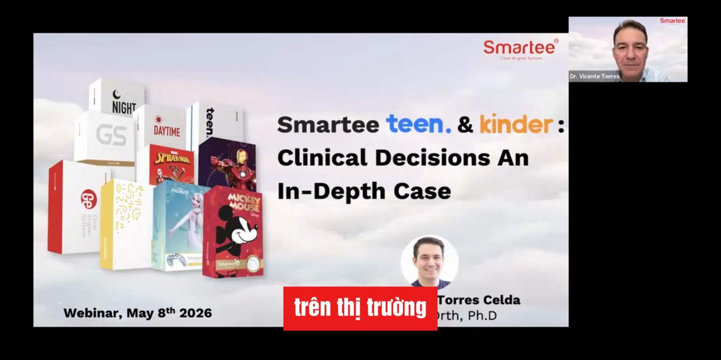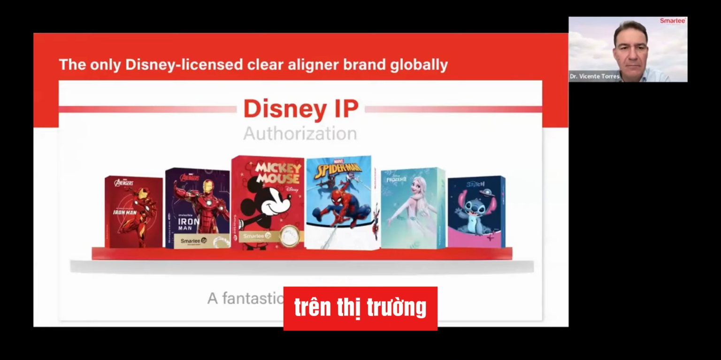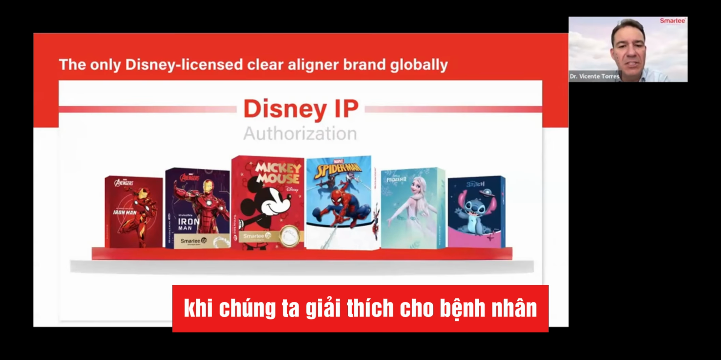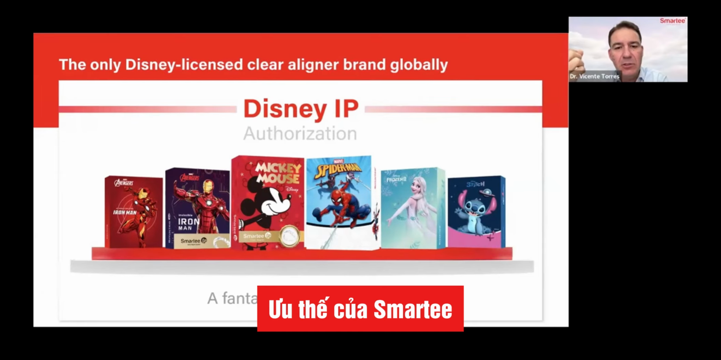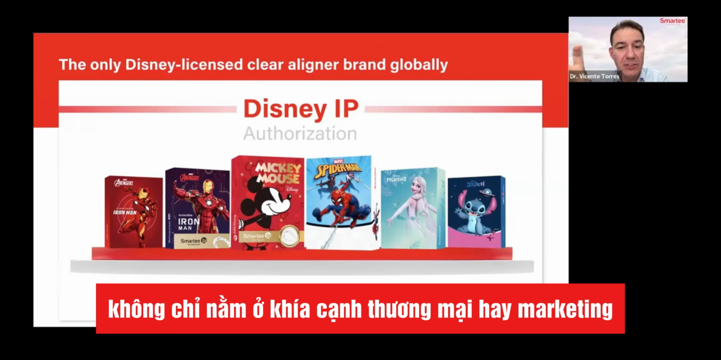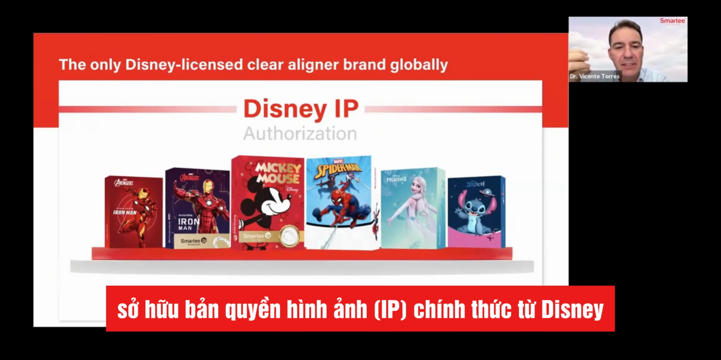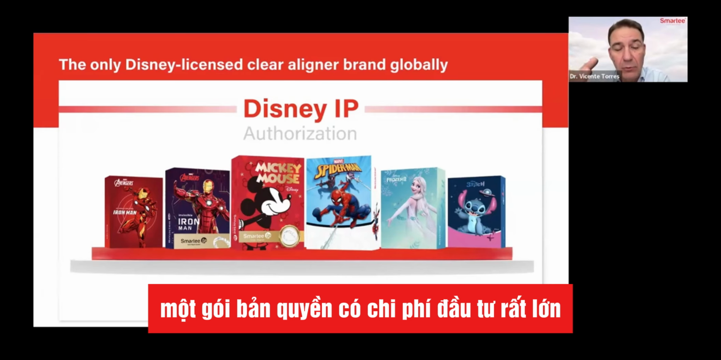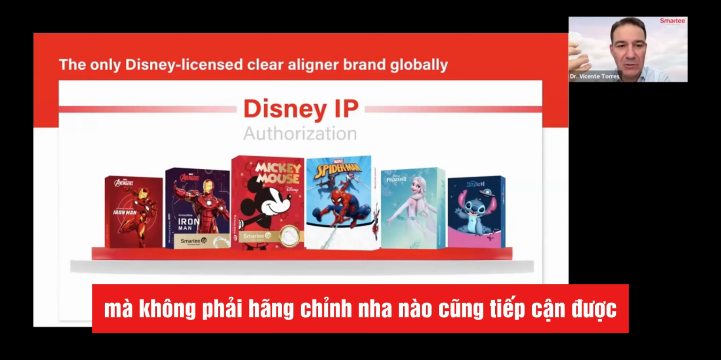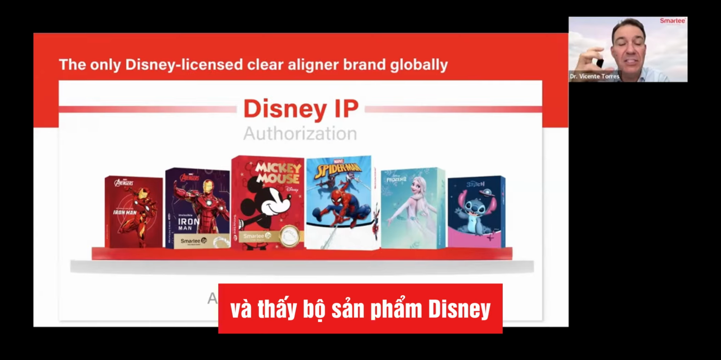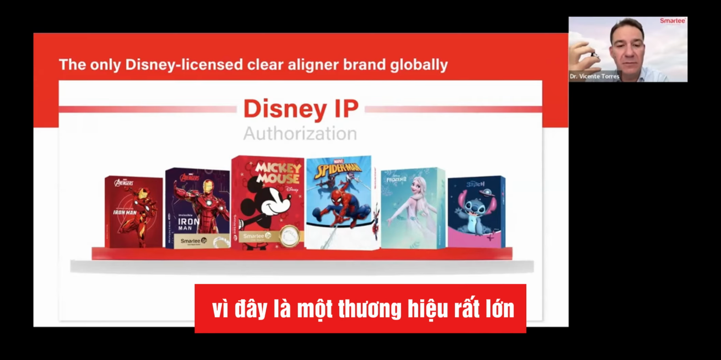So, it's very important sometimes when we need to explain to patients that the advantage of Smartee is not only in its marketing aspects. For example, Smartee is the only brand that has a Disney license agreement, which of course, as we all know, is not inexpensive. That is something not every brand can access. So this is one of the most important things, because the patient comes to your office and you have this Disney package, because this is a very important brand.